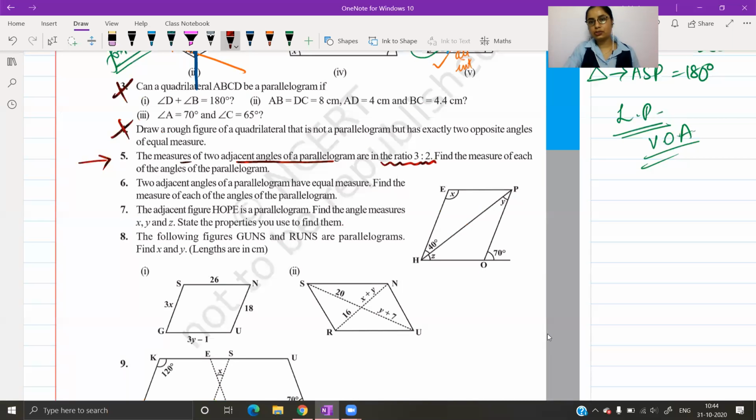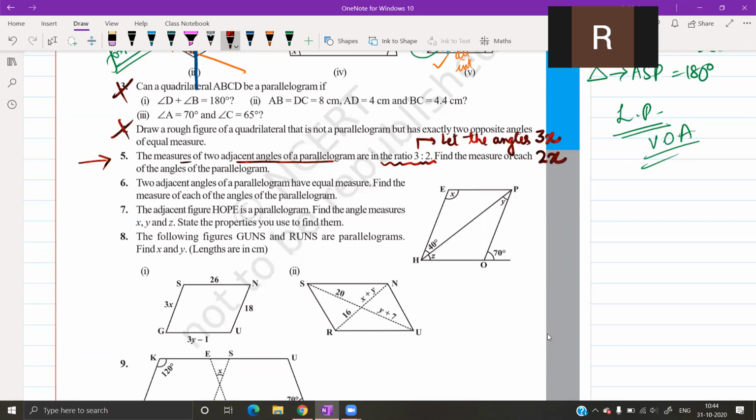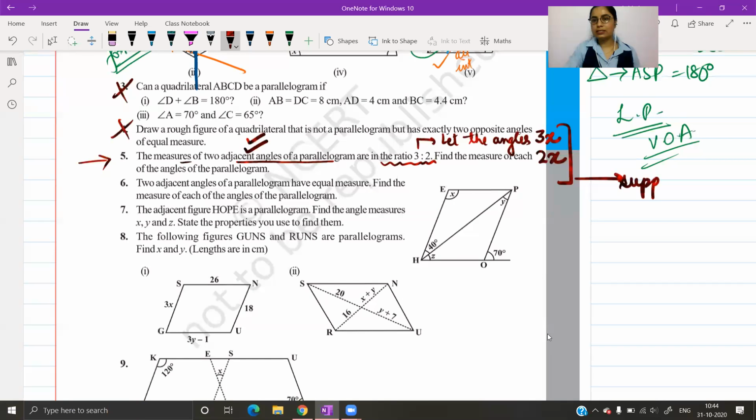With the help of the ratio given, we can let the angles. I hope you remember in chapter number 2, when ratio is given, how we let the values of angles. So we will have the angles as 3x, 2x. 3x plus 2x is equal to 180 degrees. And yes, 180, since these are adjacent angles, their sum will be 180. They will be supplementary.